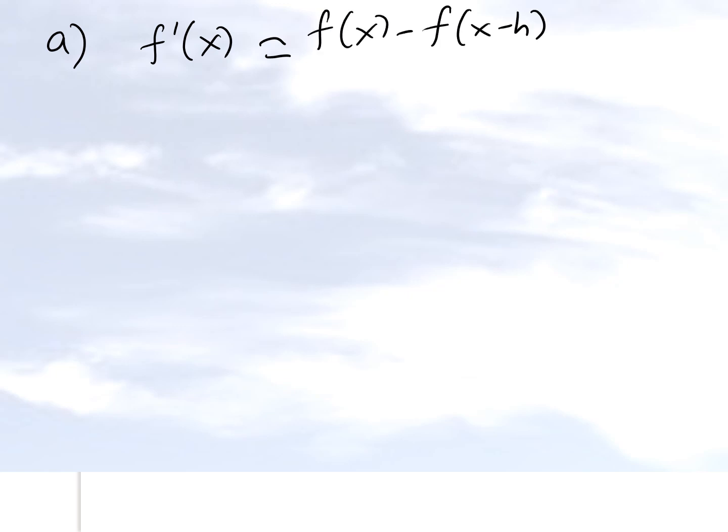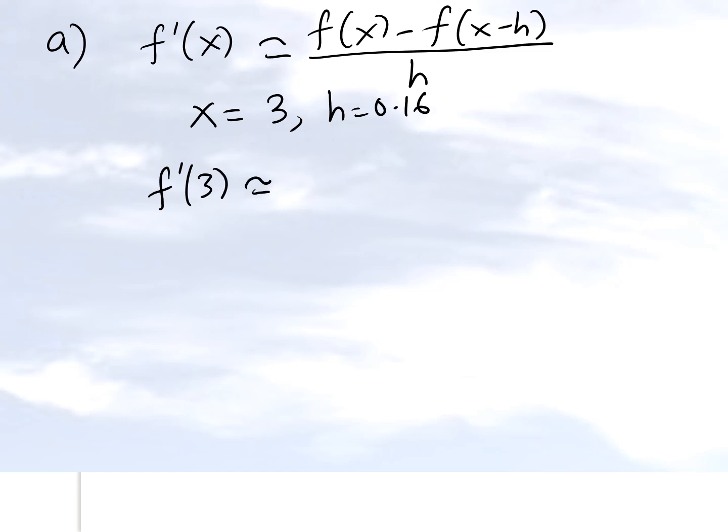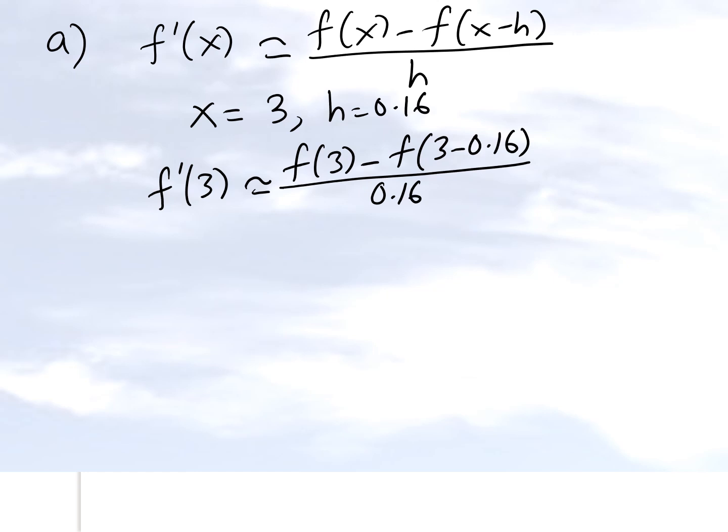So let's do part A, where we're asked to calculate the value of the derivative of the function by using the backward divide difference formula, which is given as follows. The derivative is to be found at x equal to 3. The step size is 0.16. So what does f prime of 3 turn out to be? It will be approximately the value of the function at 3 minus the value of the function at 3 minus 0.16, divided by 0.16.